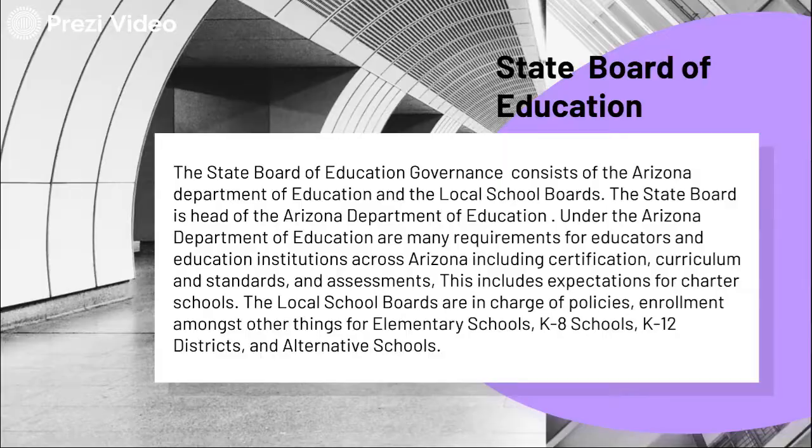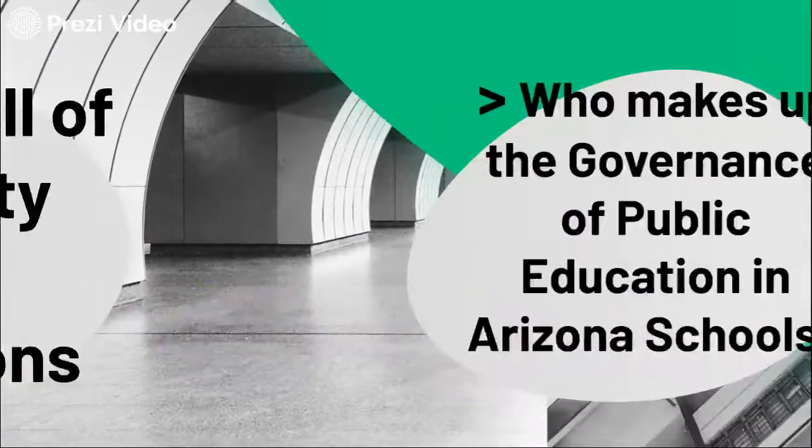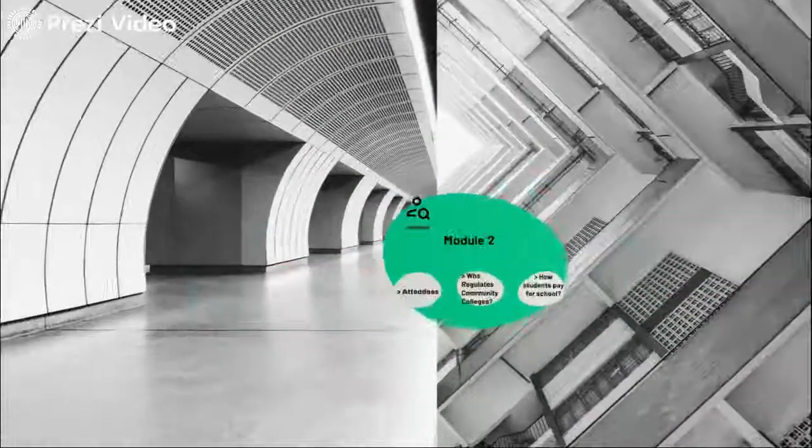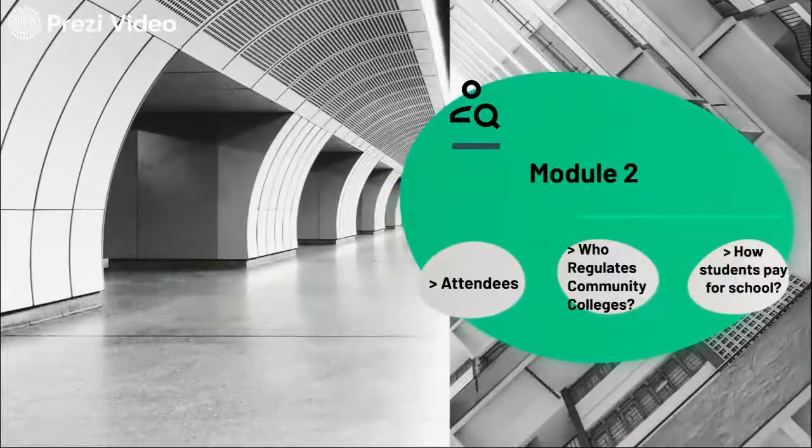In Module 2, we talk about attendees, who regulates community colleges, and how students pay for school.